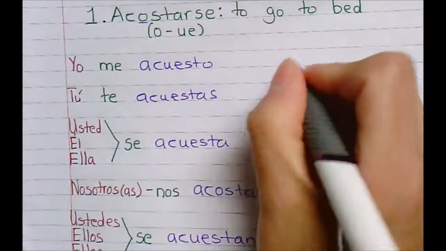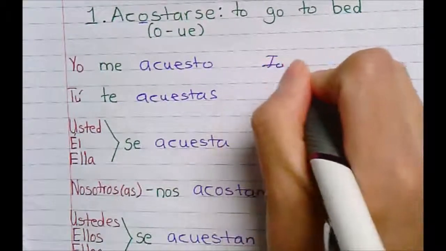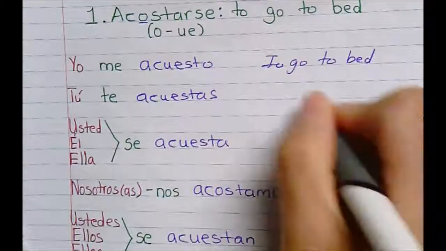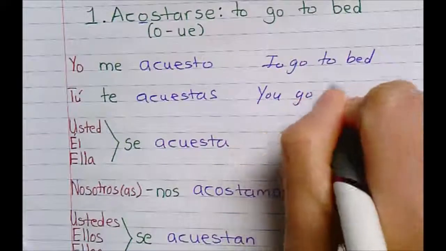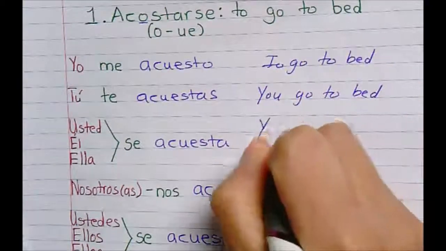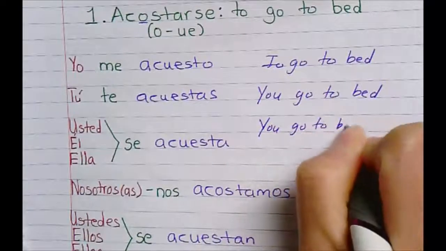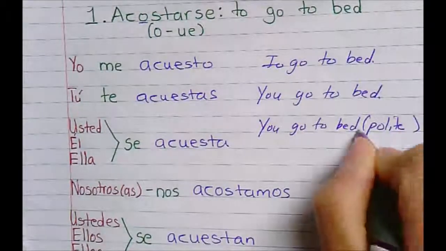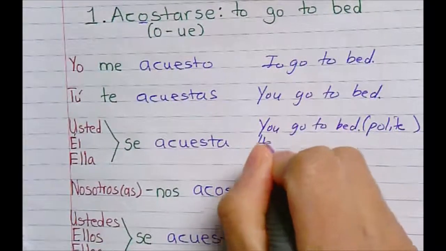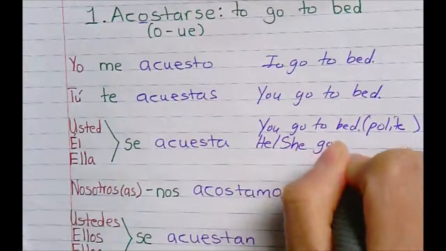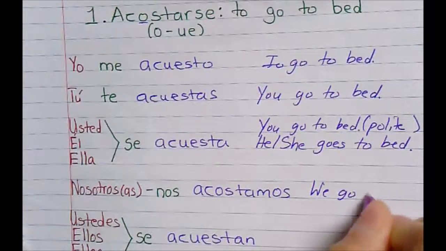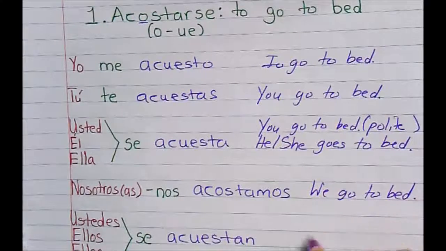What does it mean? Yo me acuesto. I go to bed. Sorry, I made a mistake right there. I go to bed. You go to bed. You go to bed. Polite form. He, she goes to bed. We go to bed. They go to bed.